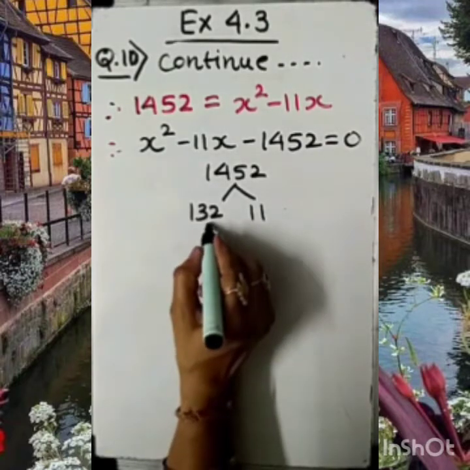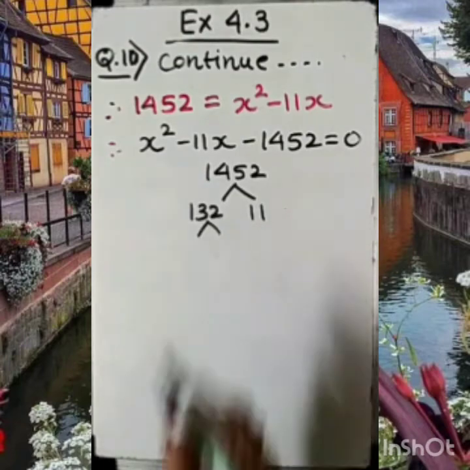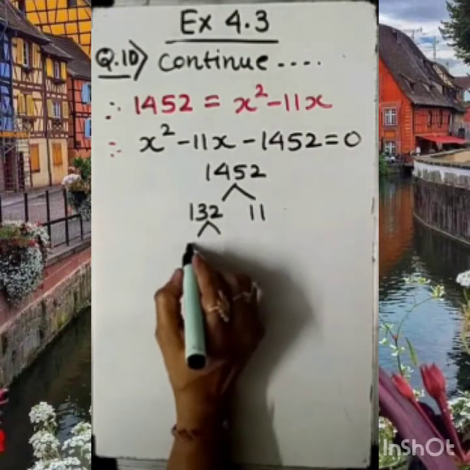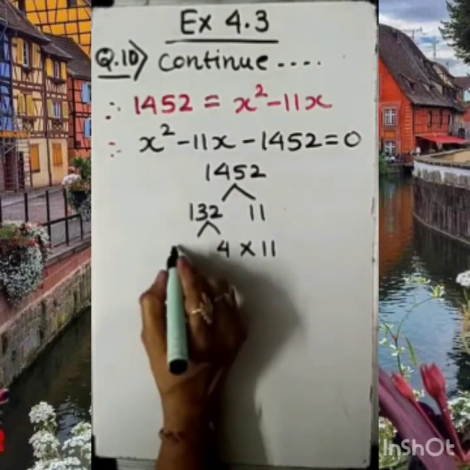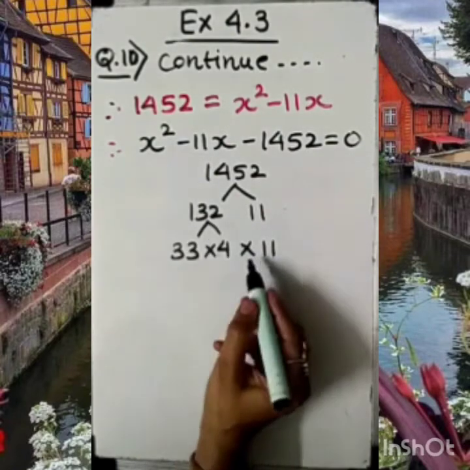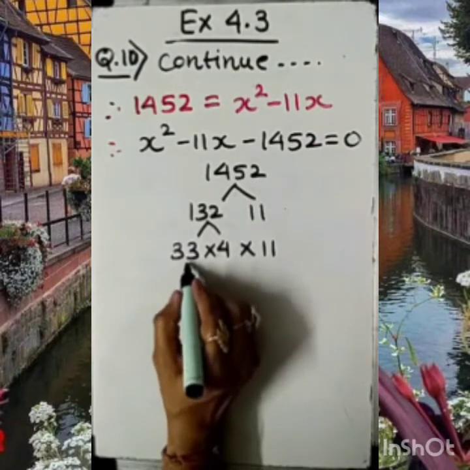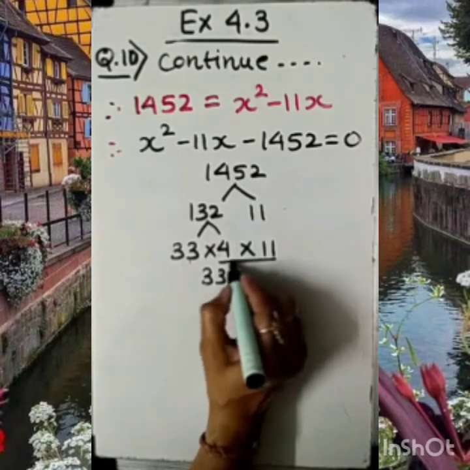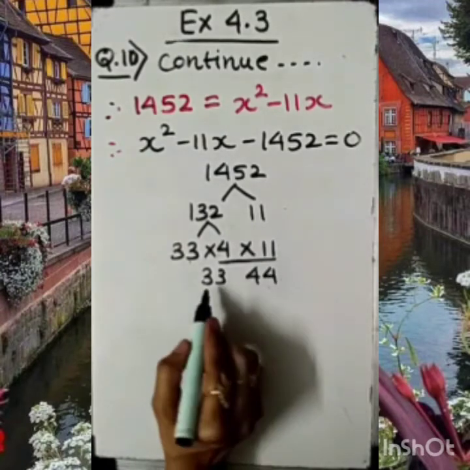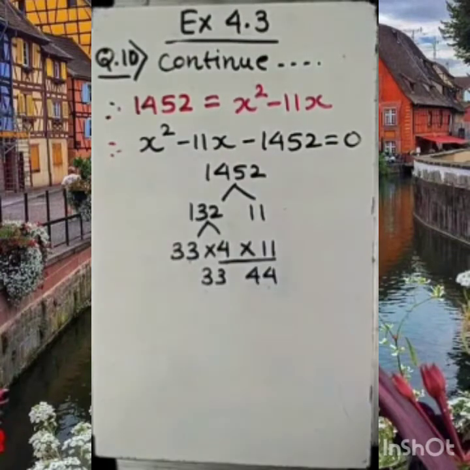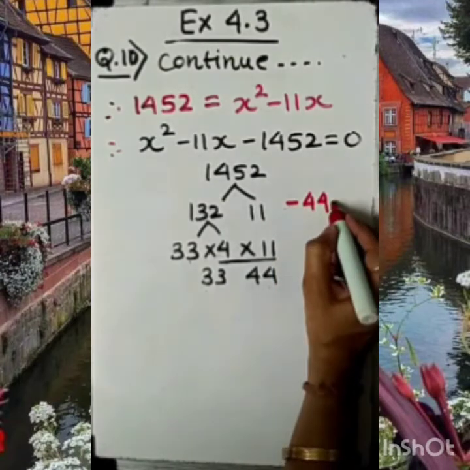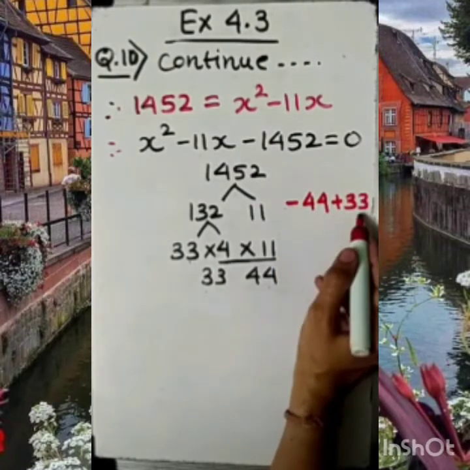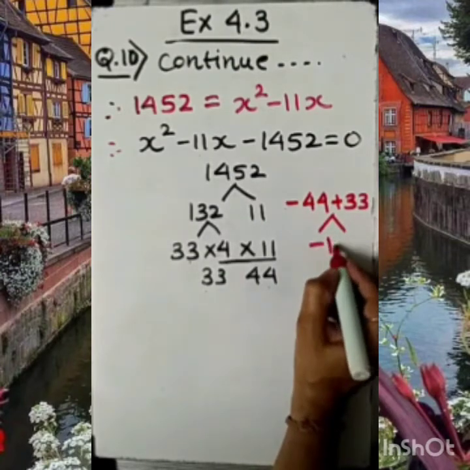Now again, if I ask you for the factors of 132, if I divide it by 4, then I should have 33, and 4 into 11, that is 44. So I am making the factors this way: 33 and 44. If I subtract 44 minus 33, then I will have the middle term, that is minus 11. So how to split minus 11? Minus 44 plus 33. The simplification will be minus 11.